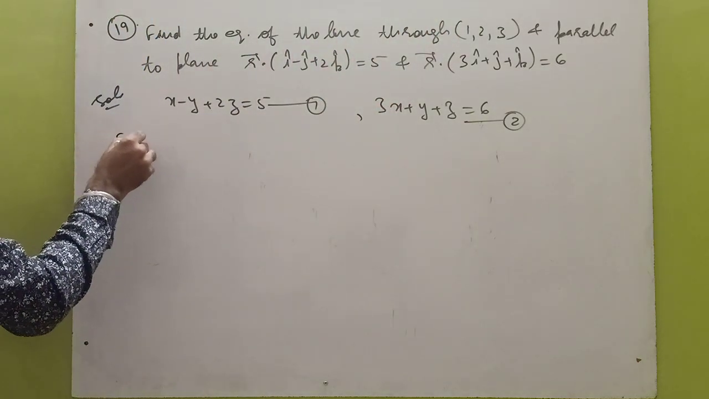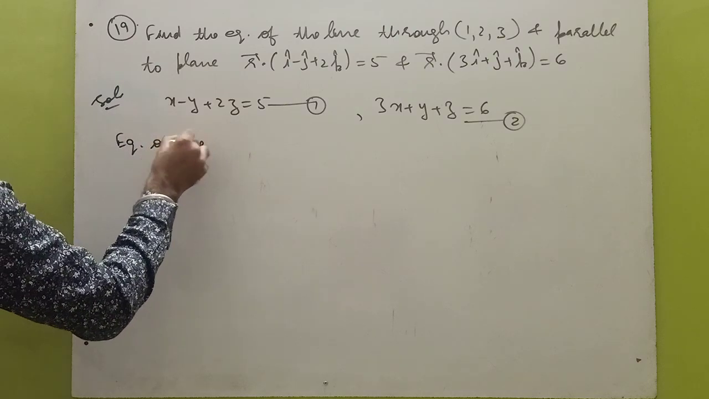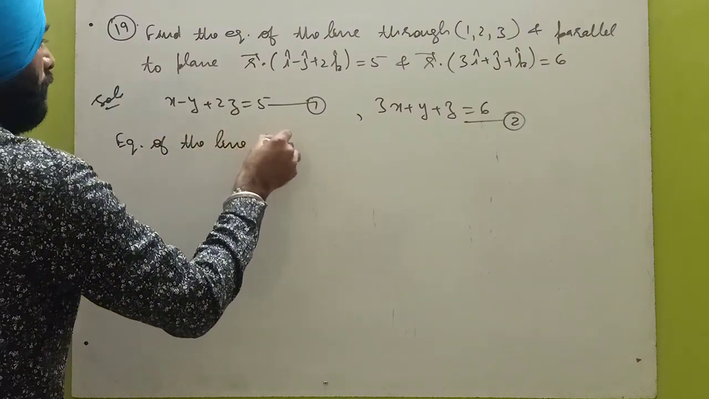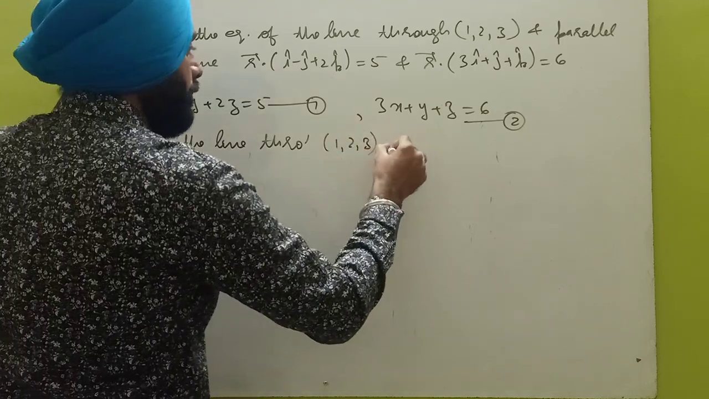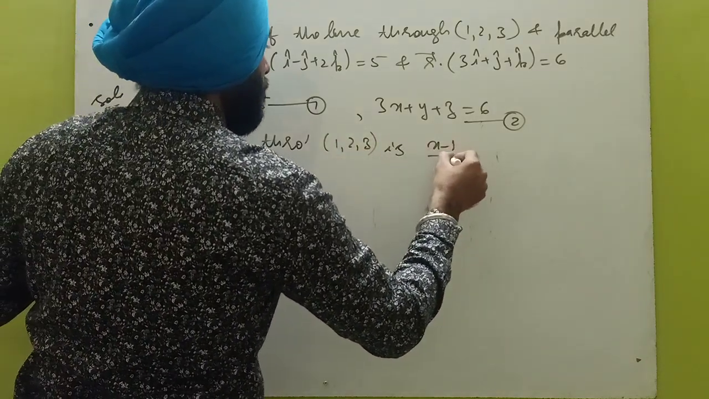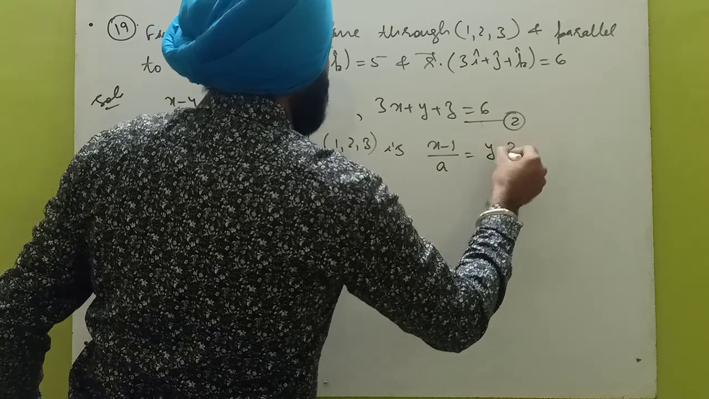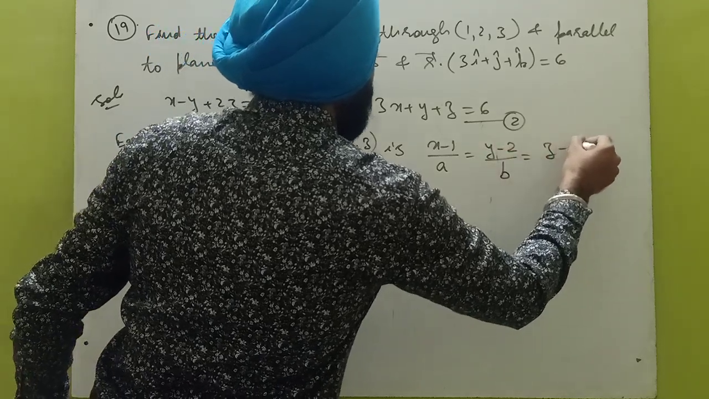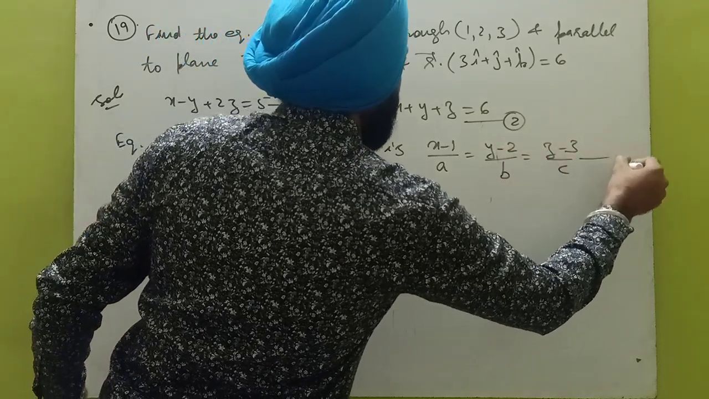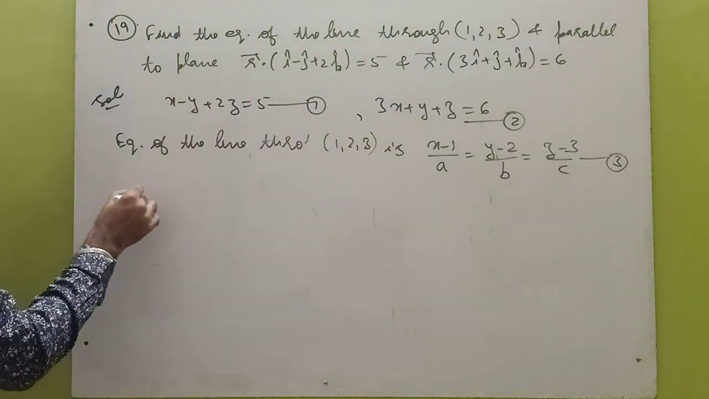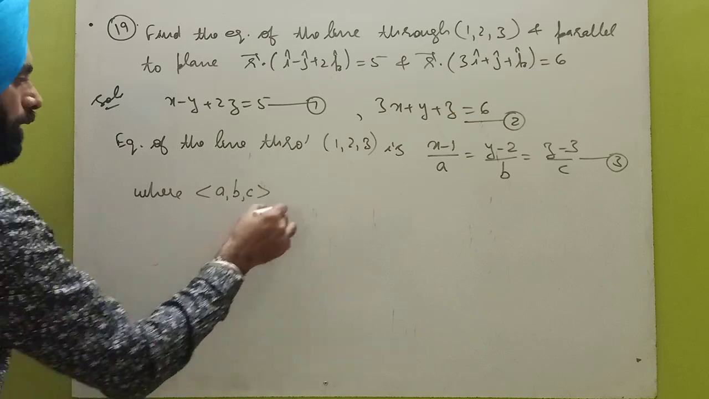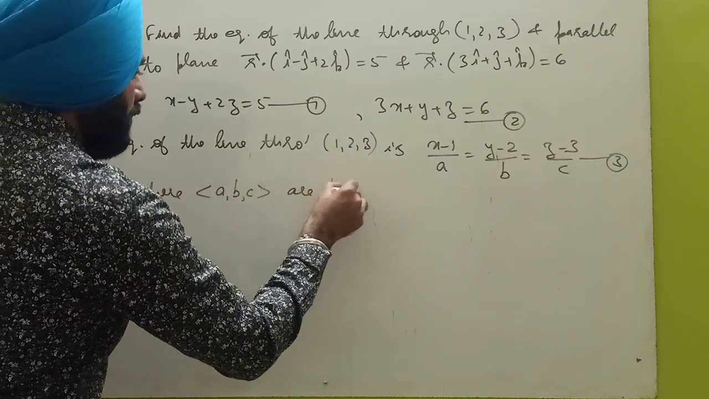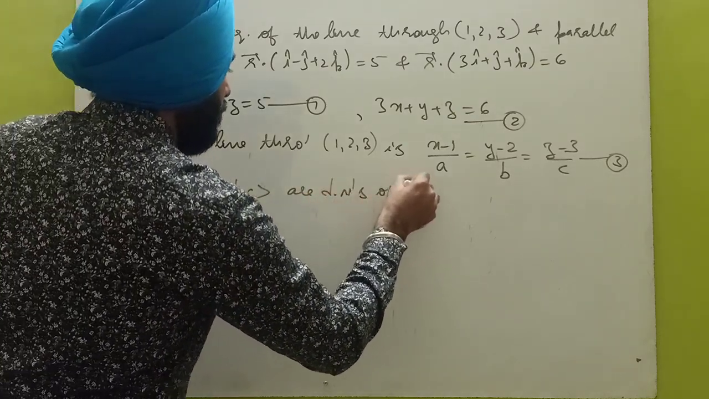So first of all, the equation of the line through 1, 2, 3 is (x minus 1)/a is equal to (y minus 2)/b is equal to (z minus 3)/c. Let us take this as equation number 3, where a, b, c are the direction numbers of the line.